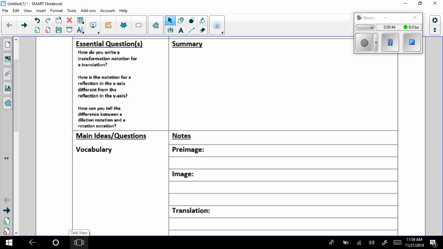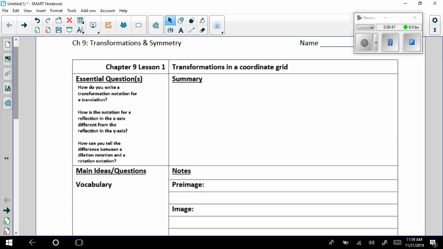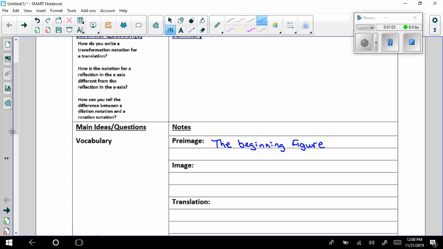So a pre-image of a shape and an image of a shape are really the whole idea of a transformation. So how we move from what's called the pre-image to the image. A pre-image is what you start with, which may feel odd to call it a pre-image, but it's not your goal. Your goal is your image, the resulting figure after a transformation has occurred.